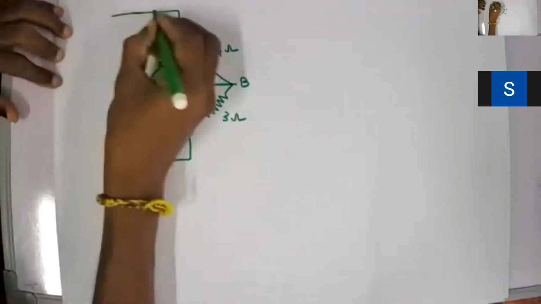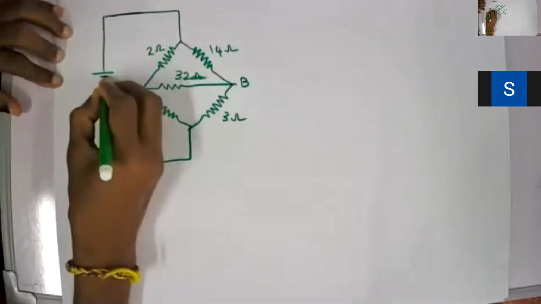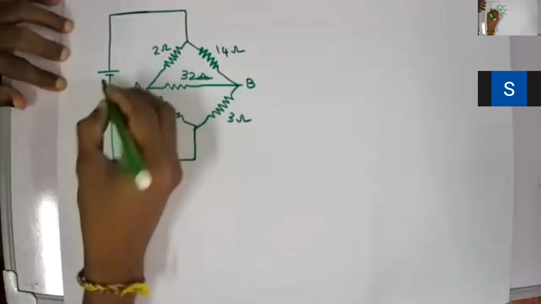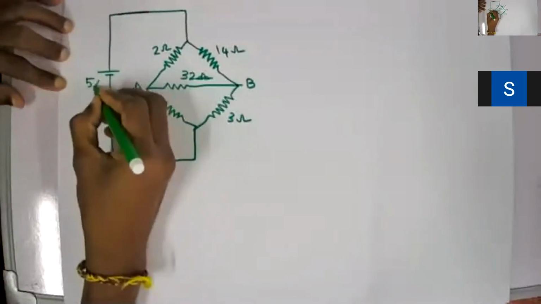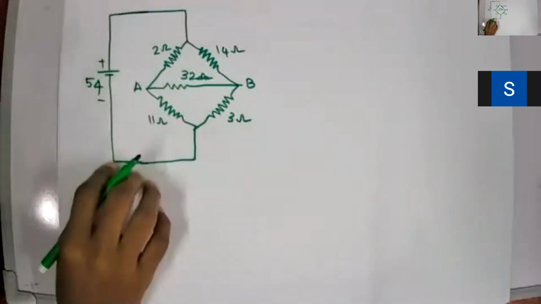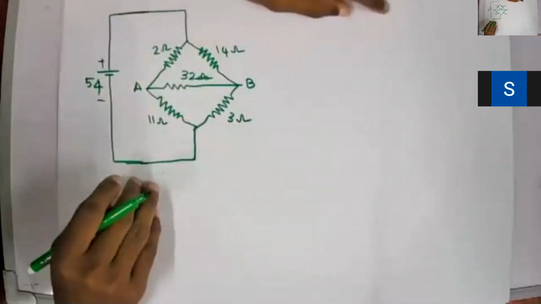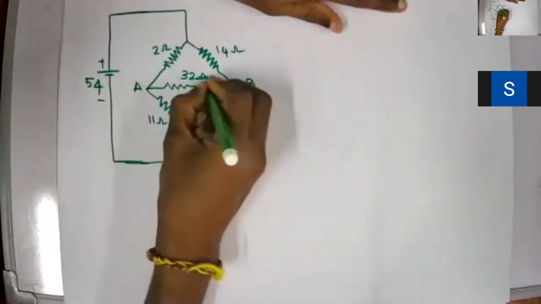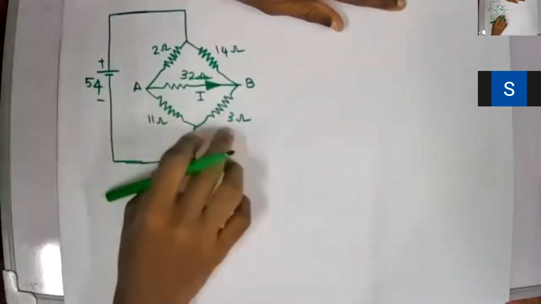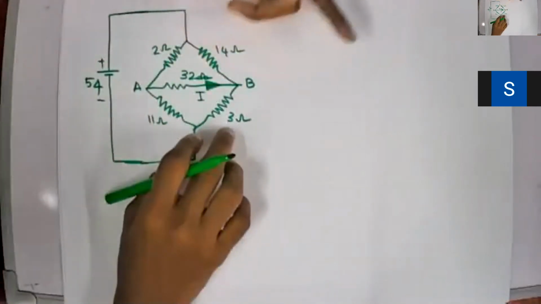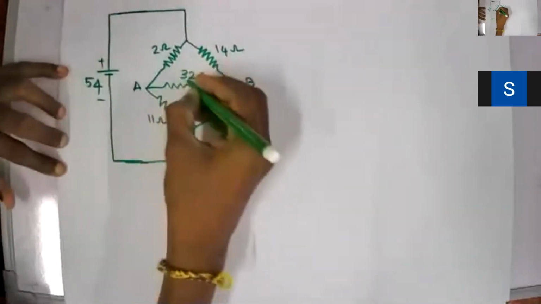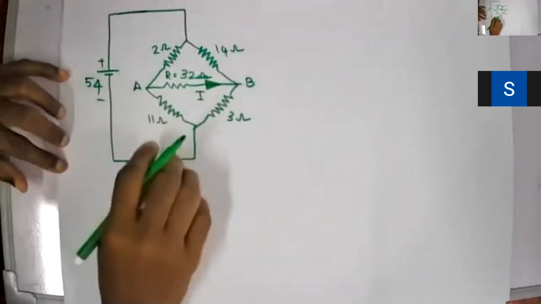Then this is connected to a battery which is plus at the top, minus at the bottom, and the voltage is 54. So this is an unbalanced Wheatstone bridge. Now the question is to calculate the current I. If it were a balanced circuit, you could simply say that the circuit is balanced and the current through the 32 ohm resistor is 0. So this will be RL, R equals 32 ohm resistor.